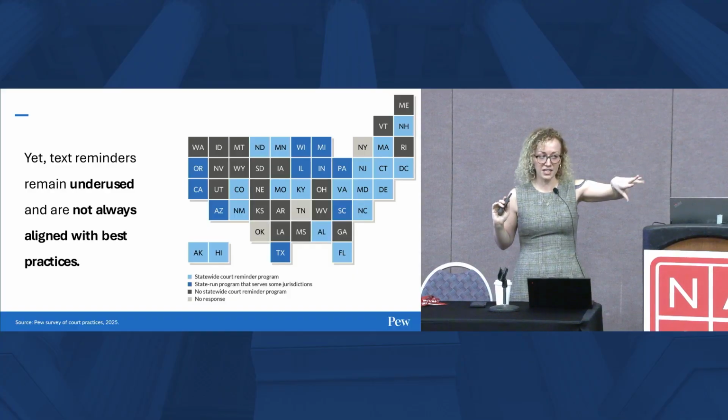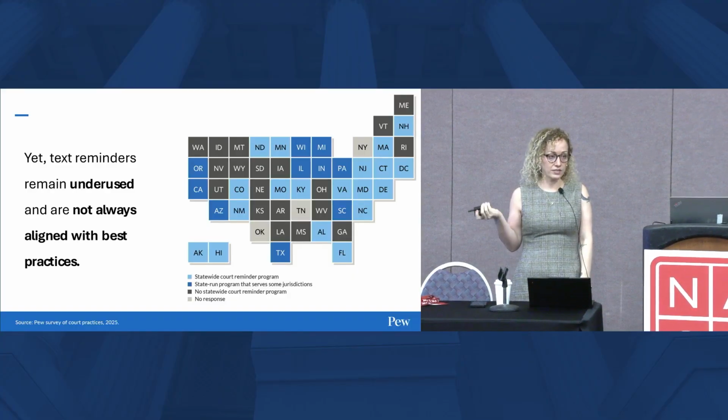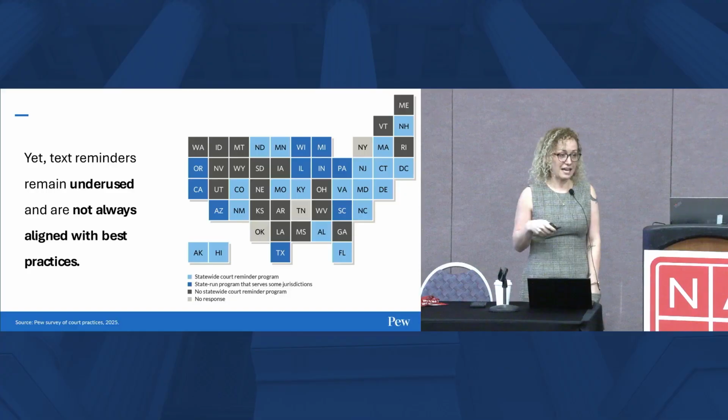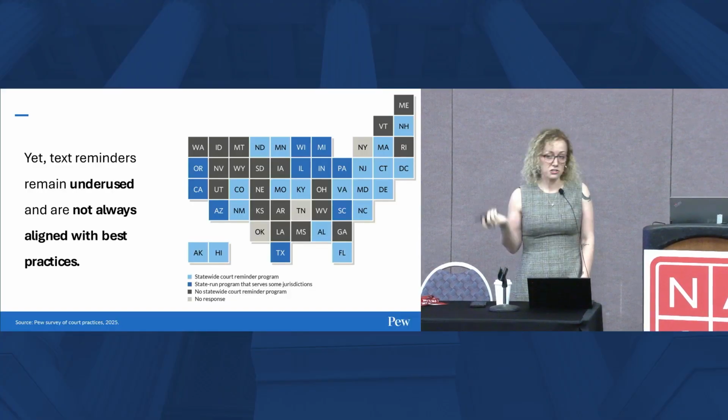So there are some changes to this map in the past year or so. 10 states have no text message reminders at the state level. 19 provide text messages in some jurisdictions, and 18 states have statewide text message reminder systems for court. Even among those 18, though, there's still a lot of space for improvement in a lot of ways.